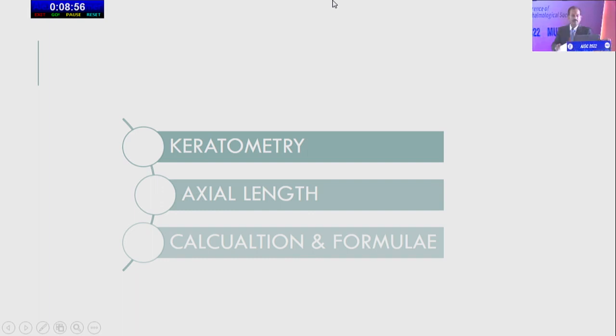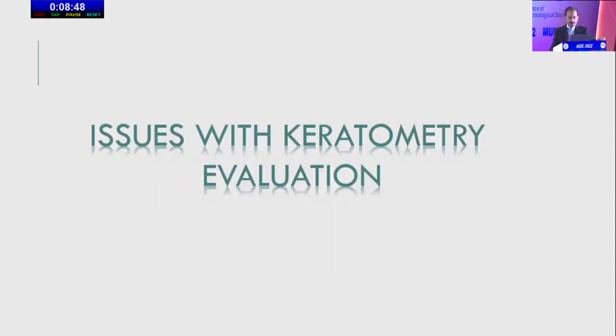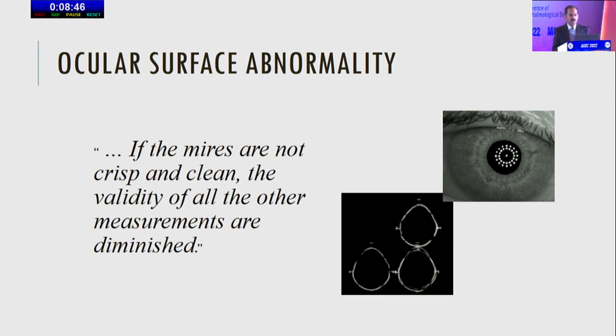Whenever you have an issue with any of these pillars of your IOL power calculation, that makes your situation more special. We'll start with the keratometry. To remember, if your mires are not crisp and clean, the validity of all your other measurements is going to be diminished, be it a manual keratometer, automated keratometer, or an optical biometer.